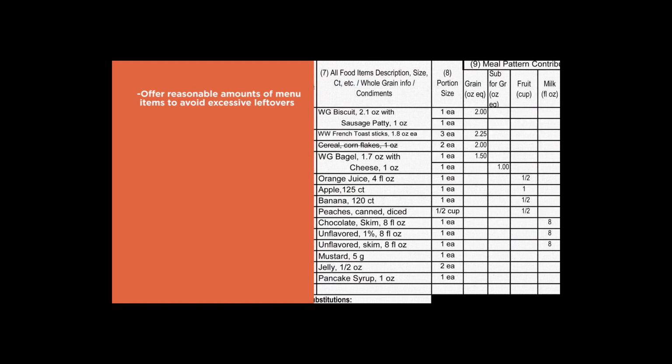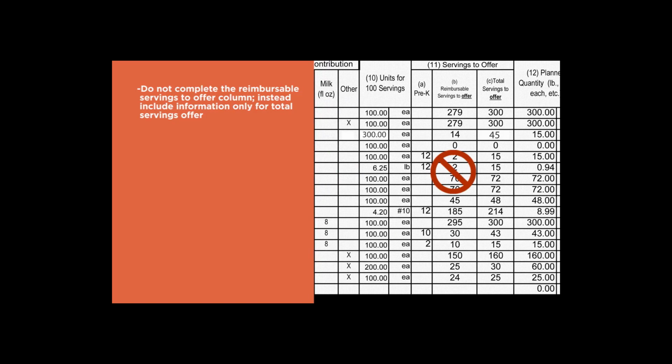Note, if items that are sold only as a la carte are included in column 7, do not complete the reimbursable servings to offer column. Instead, include information only for total servings to offer, since students would not select these items as part of the reimbursable meal. In other words, enter 0 for student reimbursable servings to offer for a la carte only menu items. Alternately, use page 2 of the production record to list these a la carte only menu items.